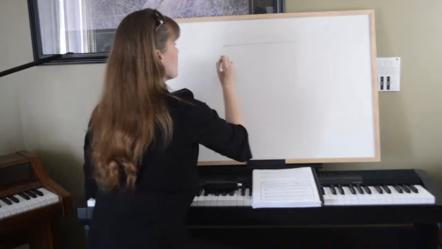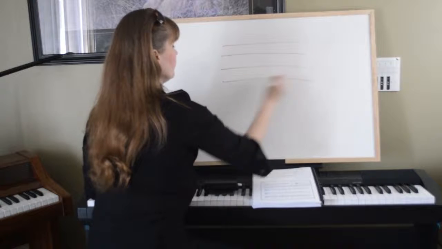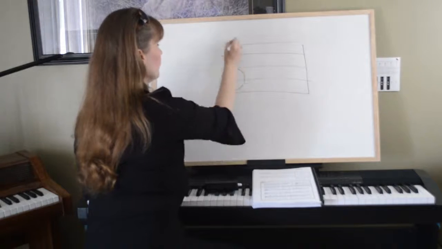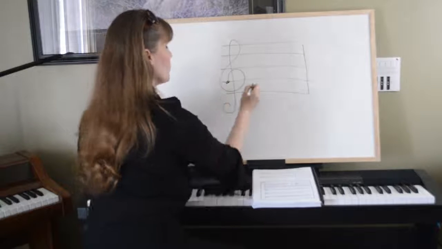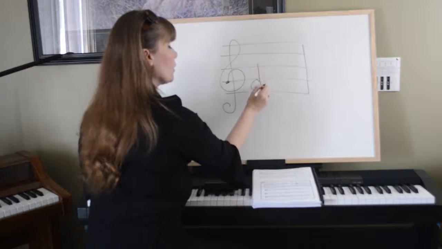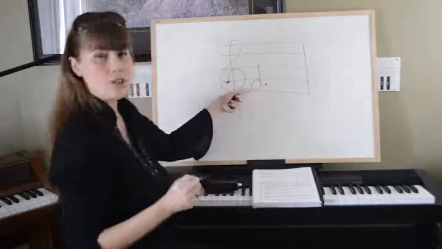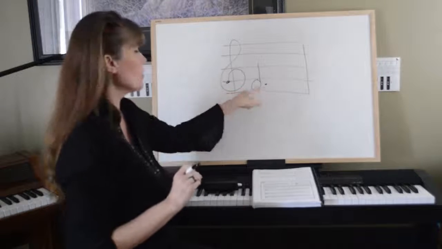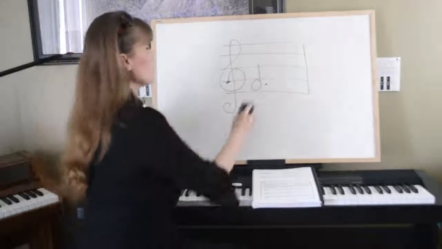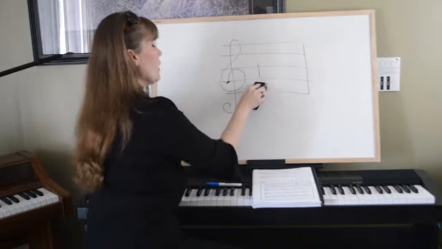So let's draw our staff lines. And we'll give our treble clef here. And we'll do F. I'll make a half note. Now, if the note is on a space, I put the dot in the same space. But it's a little different if you're using a note that is on a line.